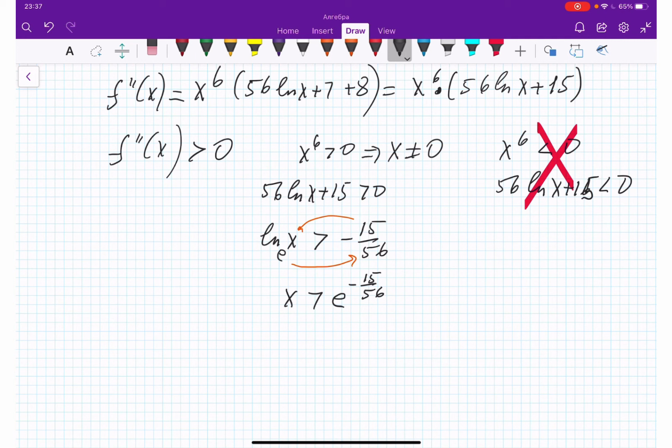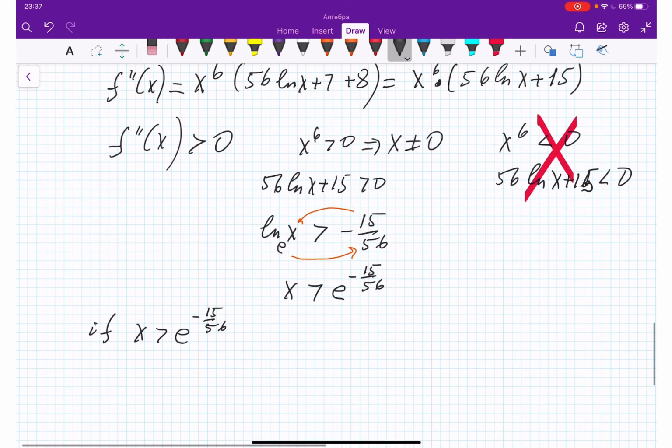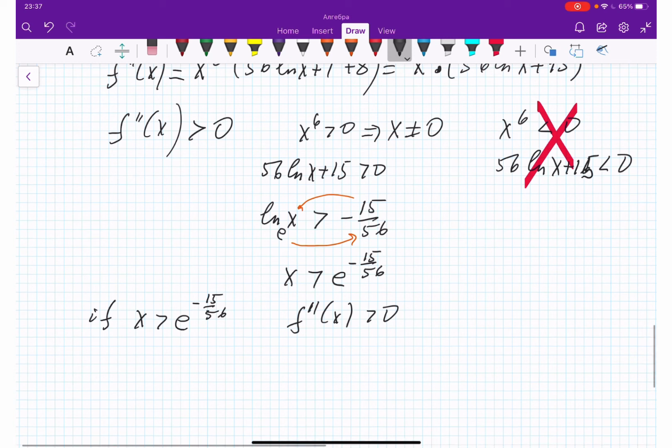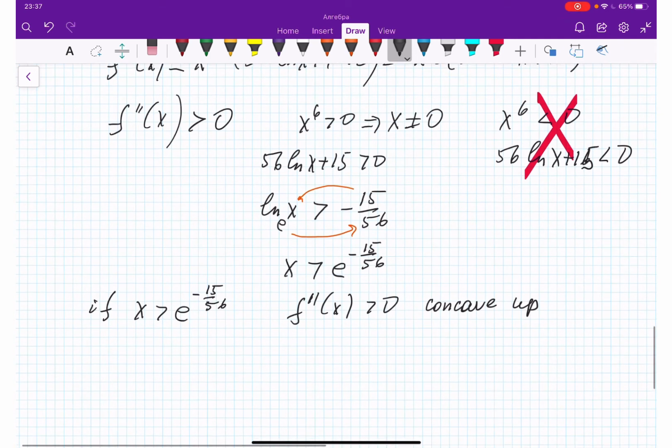First case: if x is greater than e to power negative 15 over 56, then we get our second derivative greater than 0, right? Which means what? Absolutely correct. Concavity up. So the function f is concave up.